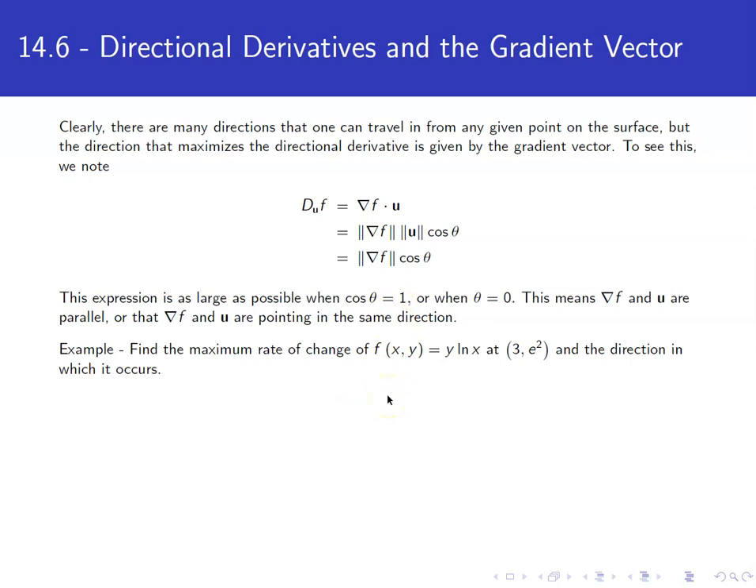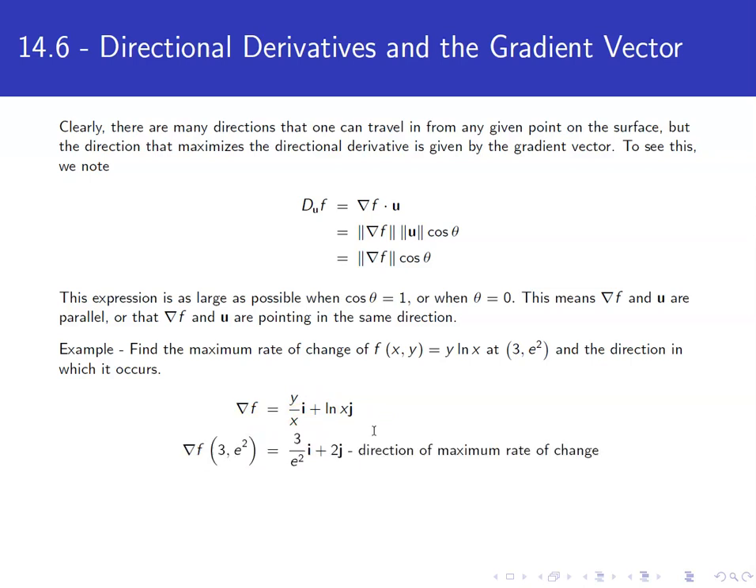So for this example, we're asked to find the maximum rate of change of the function f(x,y) = y natural log of x at the point (3, e²), and the direction in which it occurs. Find our gradient vector. Derivative with respect to x is y over x. Derivative with respect to y is natural log of x. So our gradient vector is (y/x) i plus natural log of x j.